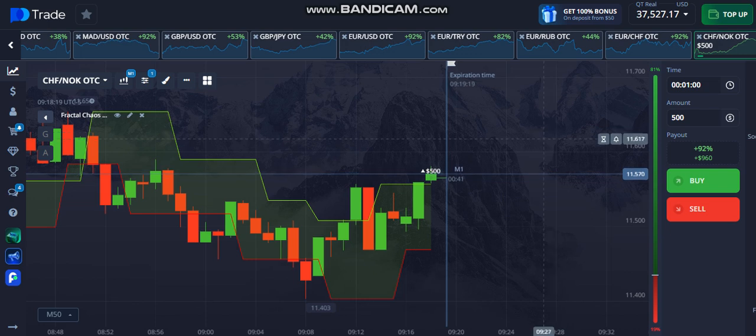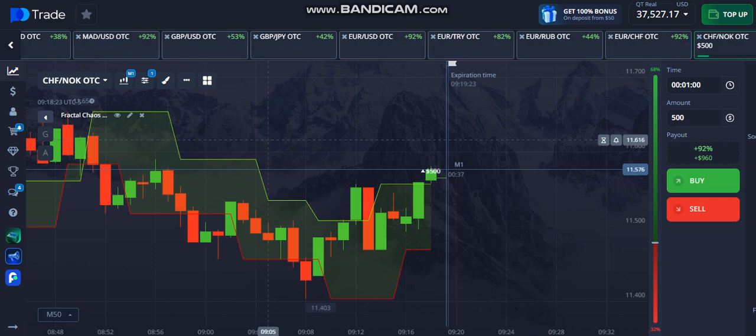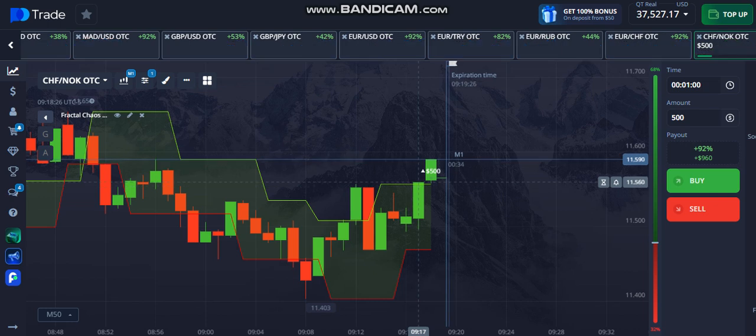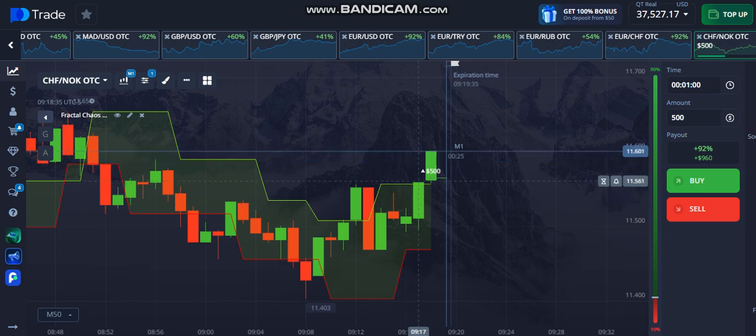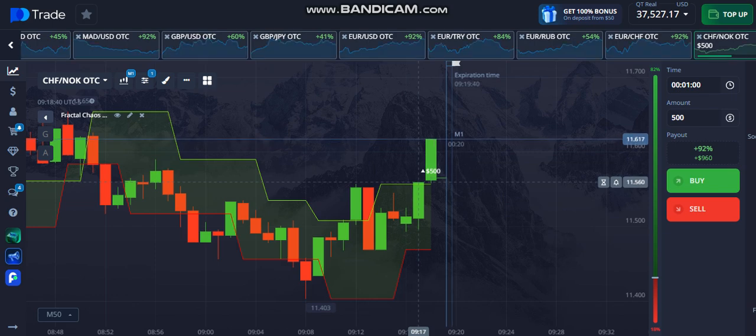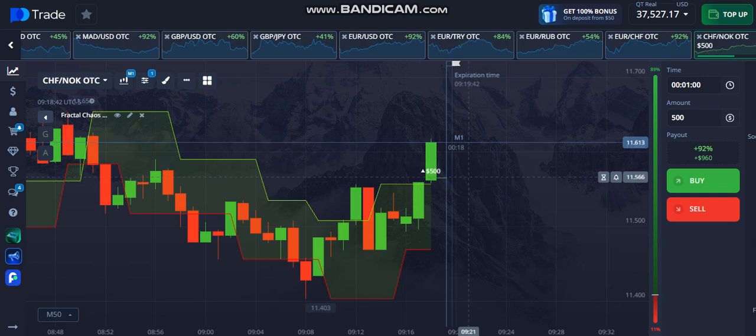Okay, so I'm on the Swiss franc Norwegian kroner OTC pair here. And if you notice, the green candle just closed outside the green upper level of the Fractal Chaos Band. So I took a buy trade in the direction of the trend here. So let's monitor this trade and wait for the expiry.